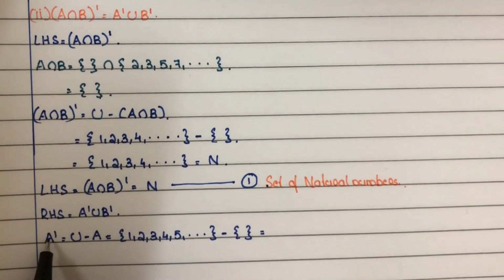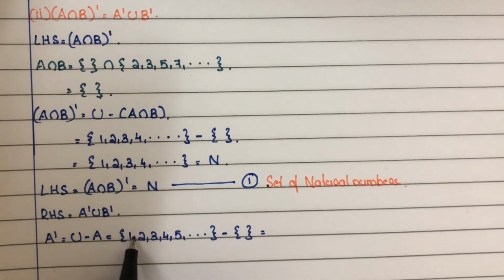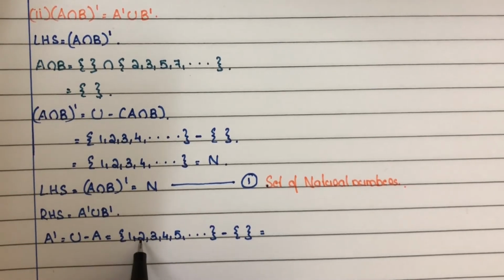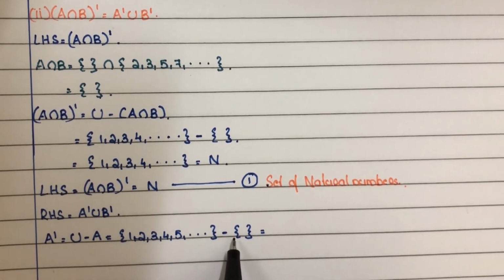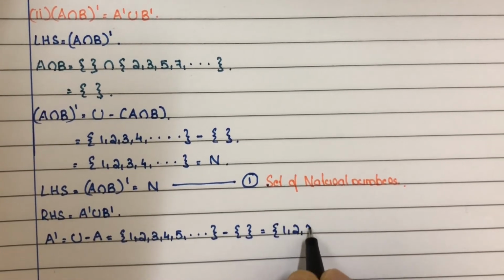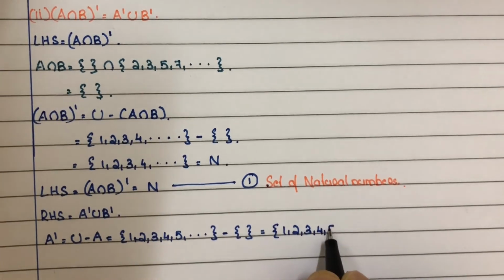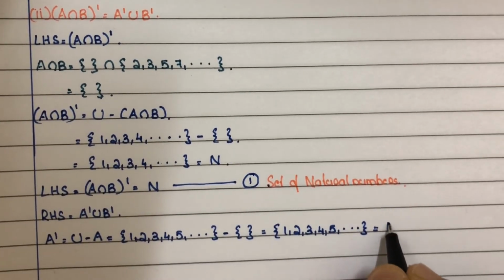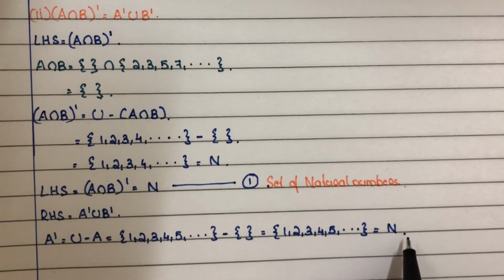Okay. So first we can find out the value of A complement. A complement equal to U minus A. U universal set, it is given as set of natural numbers 1, 2, 3, 4, etc. And A is null set. Okay. So set of natural numbers minus null set is set of natural numbers, right? So A dash is equal to N, set of natural numbers.